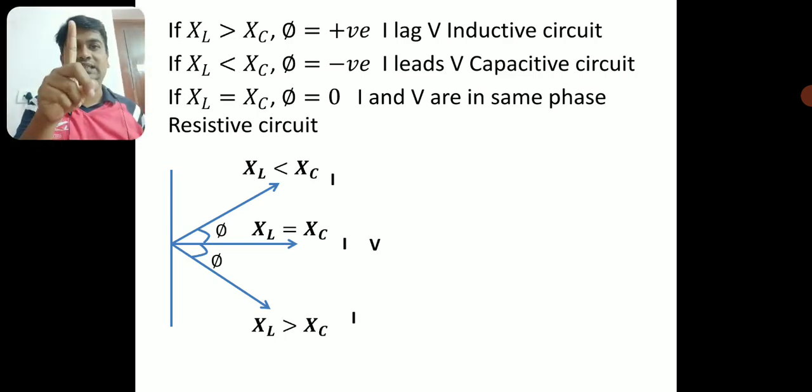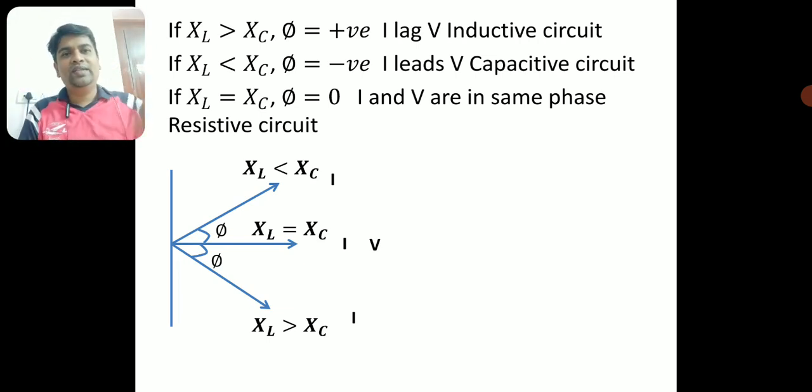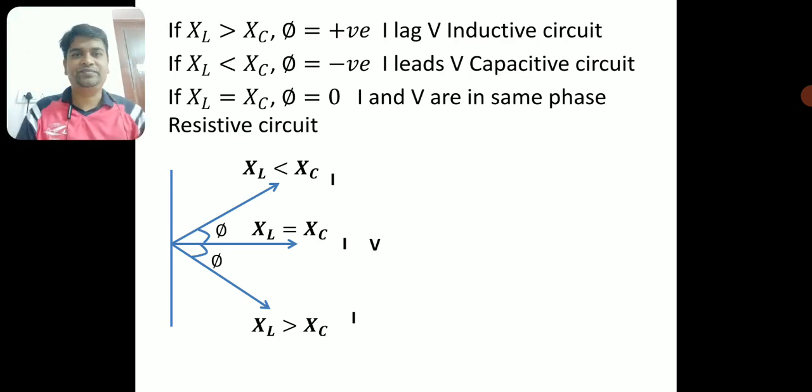If XL is greater than XC, it is an inductive circuit where current lags the voltage, which I mentioned in this diagram. There is a line where I have shown XL is greater than XC, the current is behind. Voltage is the horizontal line. Voltage is always the horizontal line. Now the line below is the current line. The current is behind the voltage. Current lags the voltage by an angle phi. The phase difference is phi in the case of XL greater than XC.